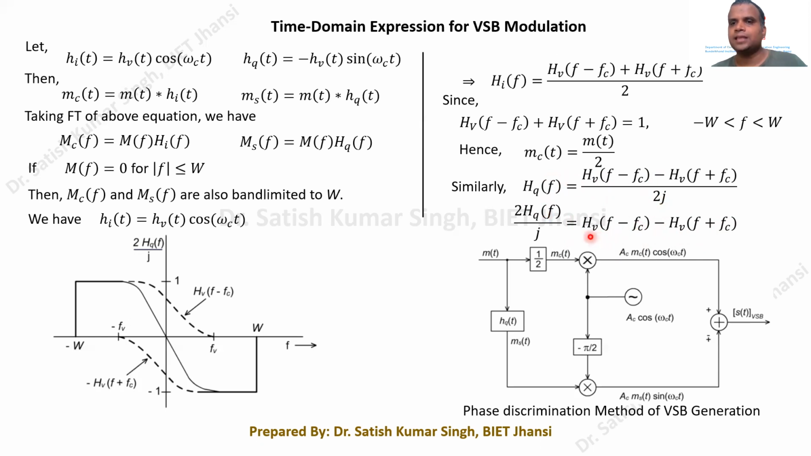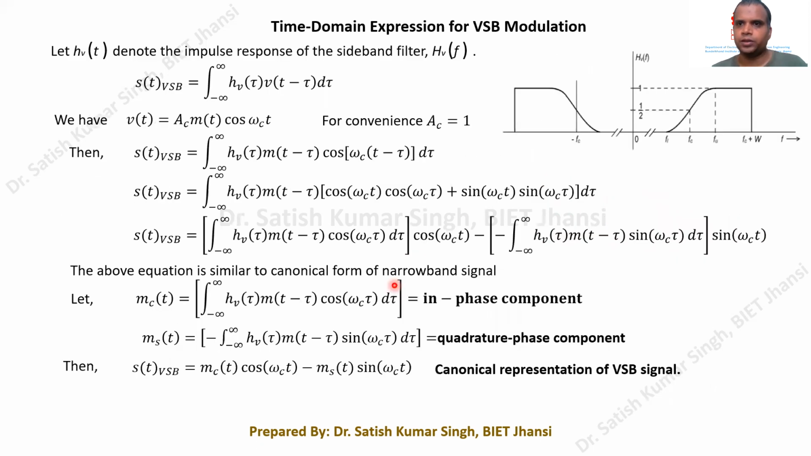So here it will be H nu. We will be getting F plus FC, and here we will be getting minus H nu F minus FC. Obviously we have already seen the form of H nu. This is the form of H nu that we have defined in the previous equation. This particular form we have defined.